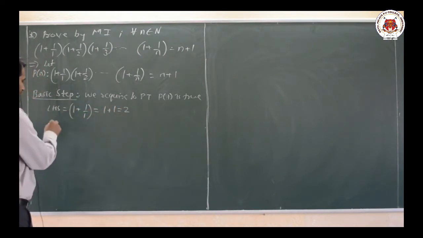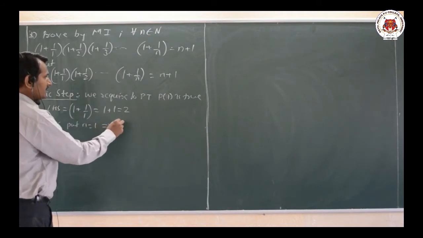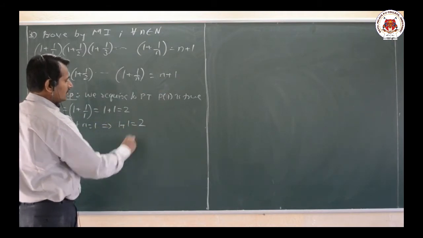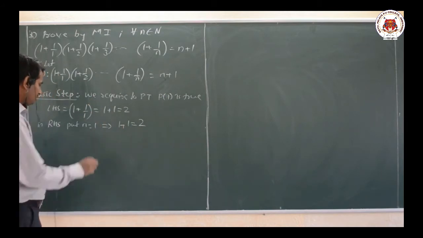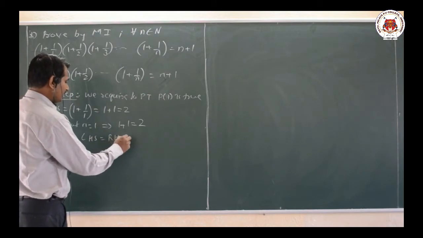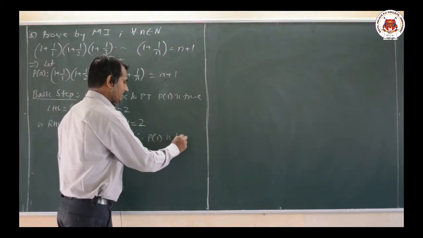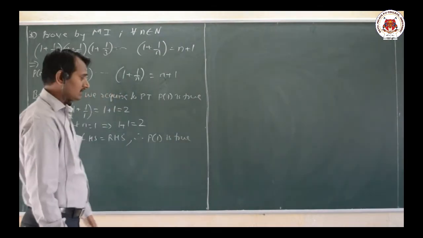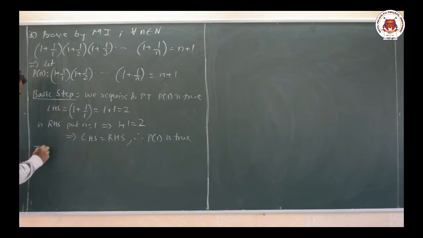It becomes 2. In the same way, in RHS put n is equal to 1. That implies here 1 plus 1, the value will be 2. In the place of n put 1, 1 plus 1 value will be 2 here. That implies what we get here? LHS equal to RHS. Therefore p of 1 is true, that is the meaning here. Next we shall go on with the induction step, that is step 2.